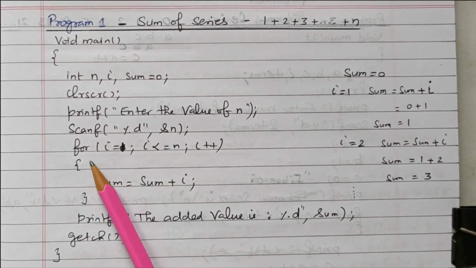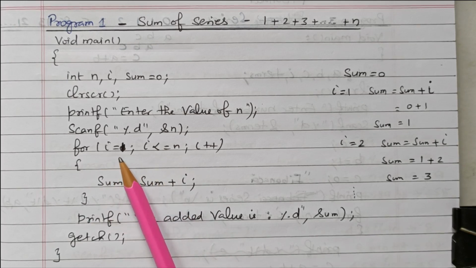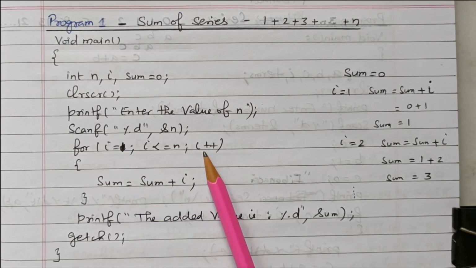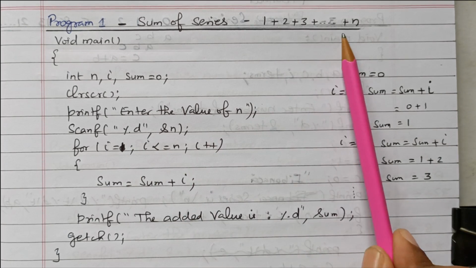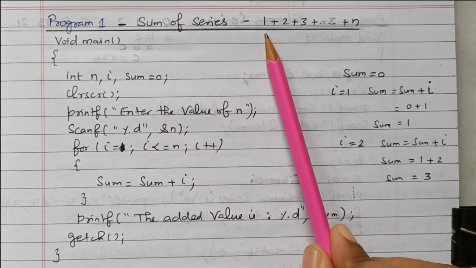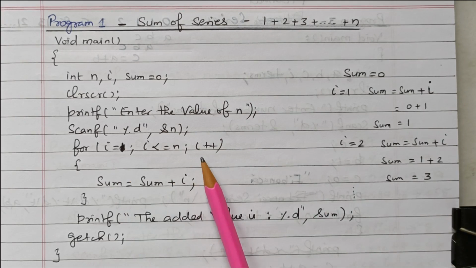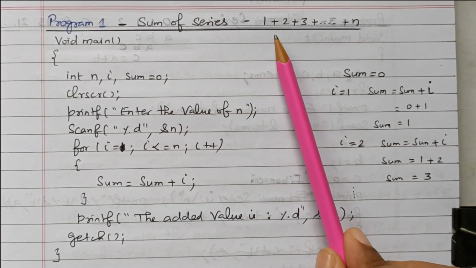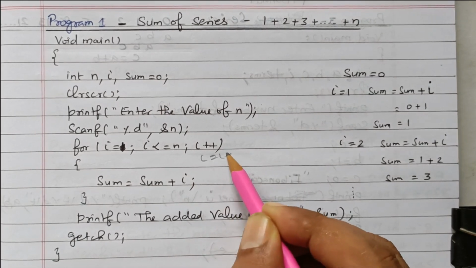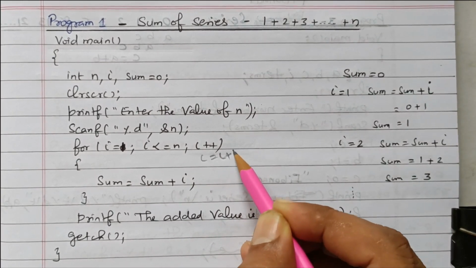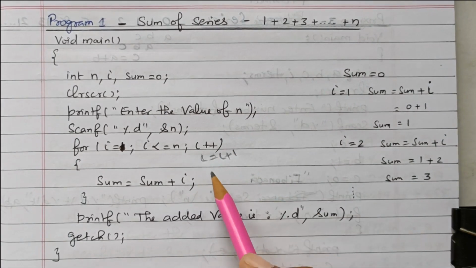We know that a for loop has three parts: initial value, condition, and increment. What is the initial value? What is the increment, the next number? What is the condition up to which we need to go? From this series we can easily decide. The initial value is 1. The increment is by 1 each time: 1 plus 1 is 2, 2 plus 1 is 3. So i plus plus. What does i plus plus mean? i equal to i plus 1, so 1 is added to the i value.